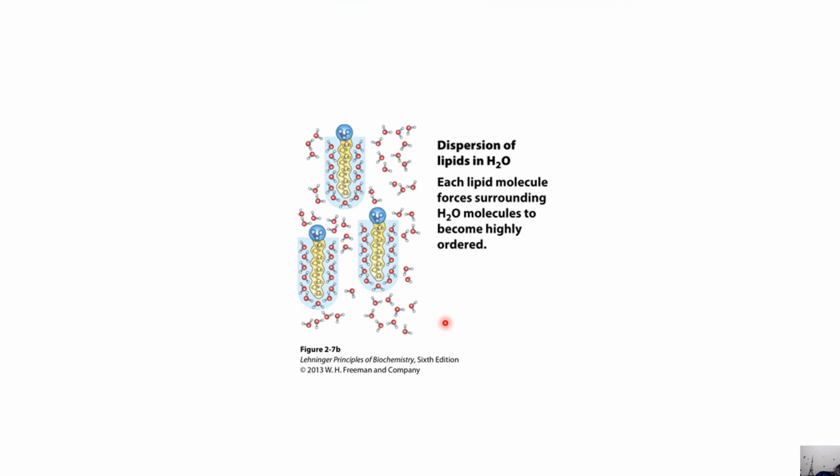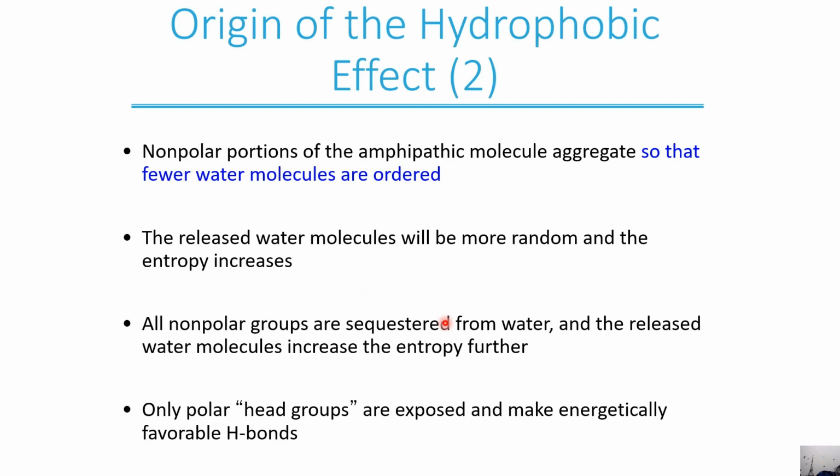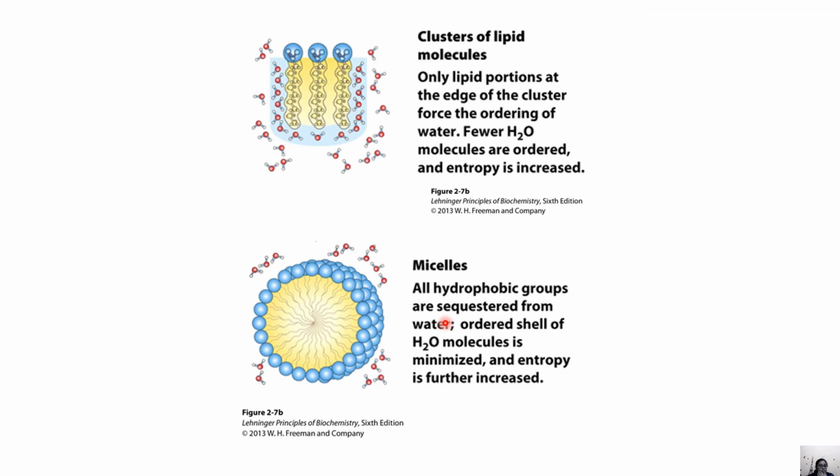Each lipid molecule forces surrounding water molecules to become highly ordered. Now again, the non-polar portions of the amphipathic molecules will aggregate so that fewer water molecules are ordered, and the released water molecules will be more random and the entropy will increase. So all the non-polar groups are sequestered from water and the released water molecules increase the entropy further. So only polar head groups are exposed and make energetically favorable hydrogen bonds.